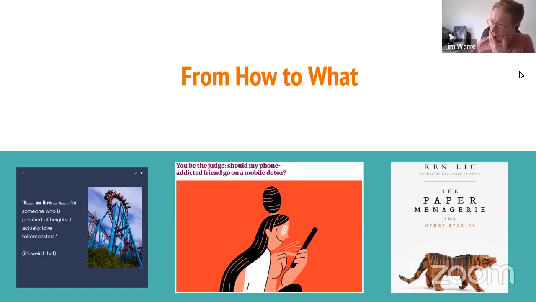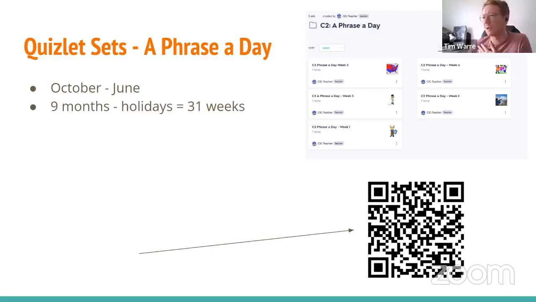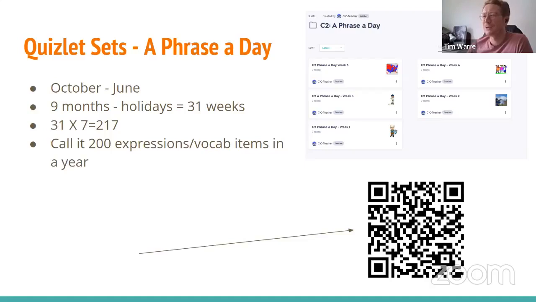Okay. So from how to what? So we talked a bit about how to adapt these habits, how to implement these habits, let's think a bit more about what these habits are. So one of them we talked about is a phrase a day, just getting them to study a little bit of vocabulary every day. So in a school year, from October to June, 9 months minus holidays, about 31 weeks, it works out as about 217 days, right? So let's just round it down to 200 expressions. They could learn 200 expressions of vocab items in a year if they studied one a day.